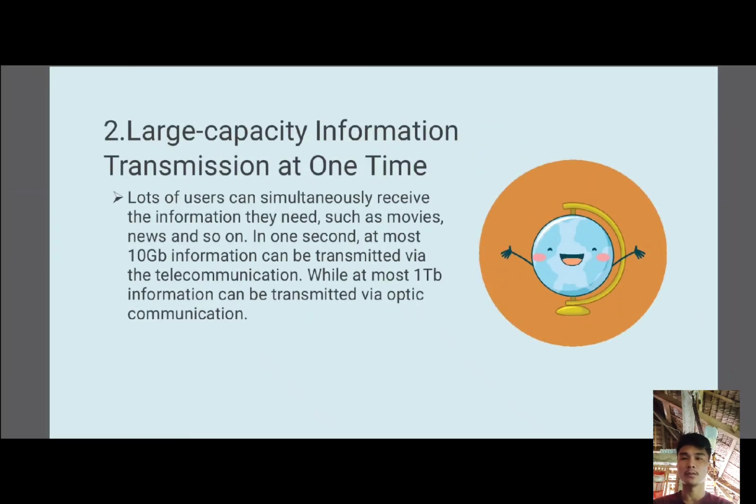Large capacity information transmission at one time. Lots of users can simultaneously receive the information they need, such as movies, news, and so on. In 1 second, at most 10 gigabytes of information can be transmitted via telecommunication, while at most 1 terabyte of information can be transmitted by optical communication.